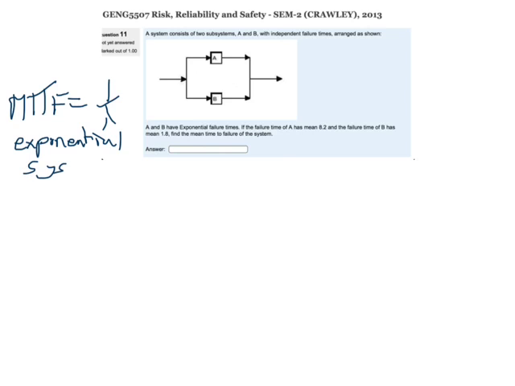So in this case we've been given the mean time to failure, so we know the lambda value implicitly for each of the A and B systems because they're exponential and we're given the mean times to failure. So that's pretty straightforward. So how do we actually work out the mean time to failure for the system?